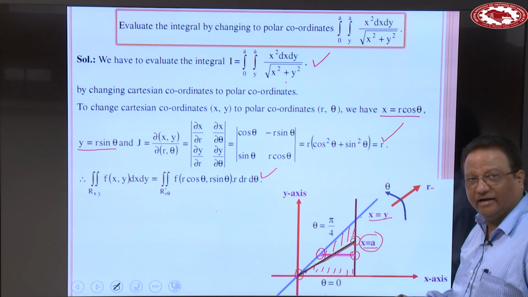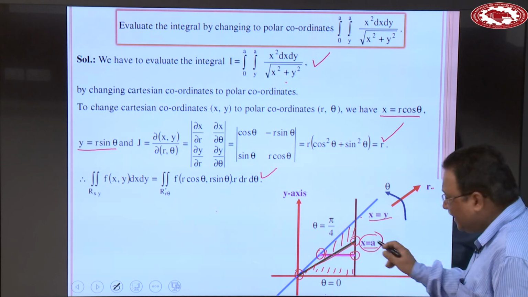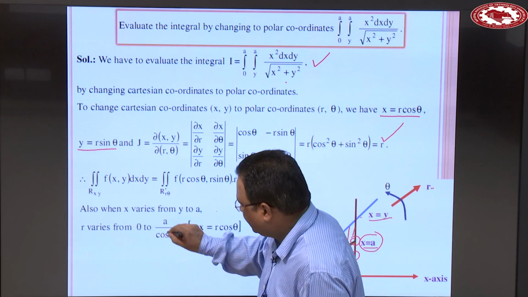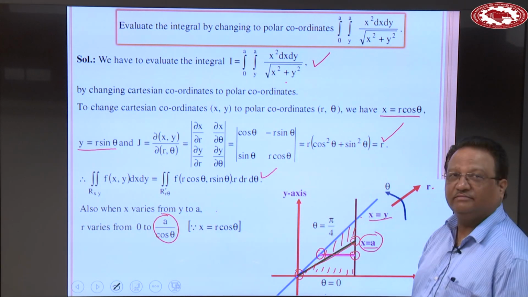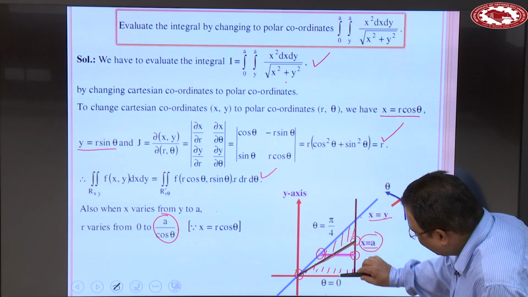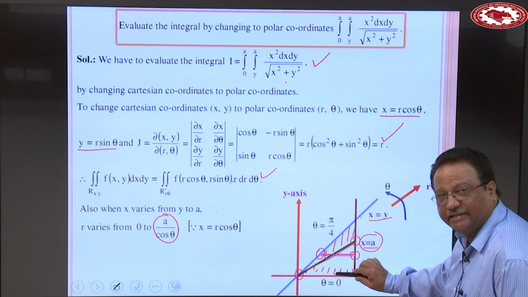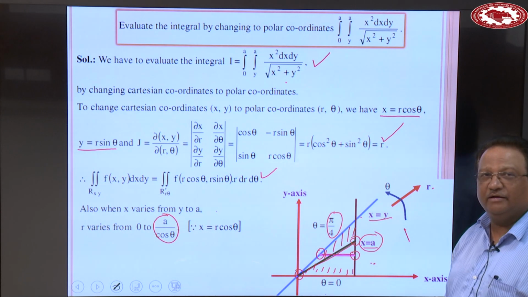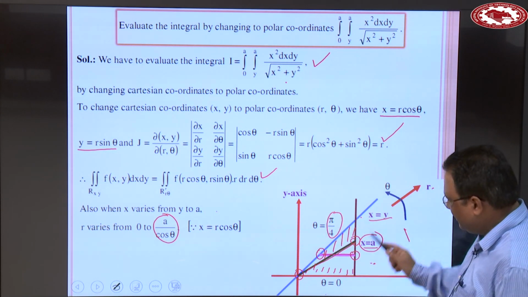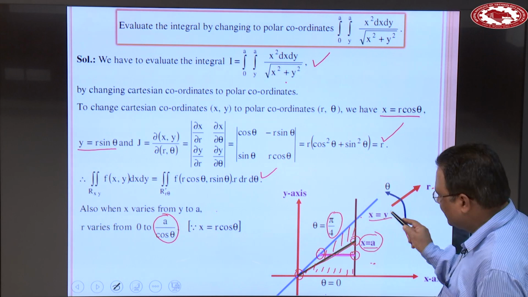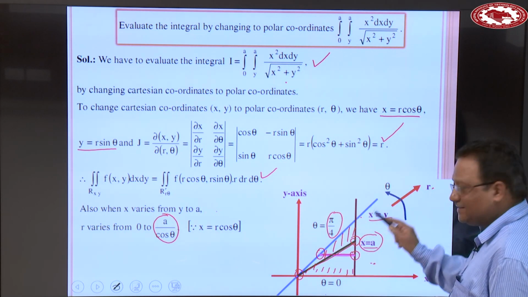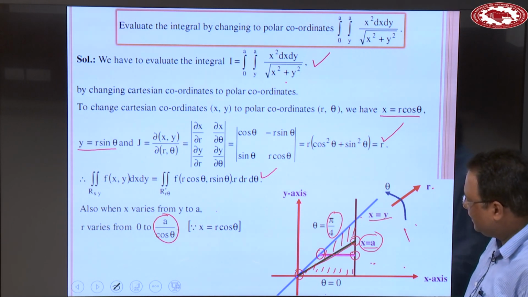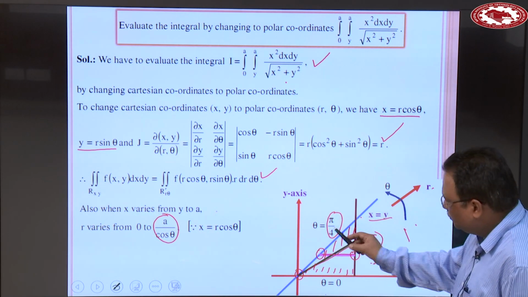r varies from 0 to a over cos theta. Clear? Now, at this position theta is 0, and at this position theta is obviously pi by 4. We have this region of integration and y is equal to x, so this line makes a 45 degree angle with the initial line. So theta varies from 0 to pi by 4.